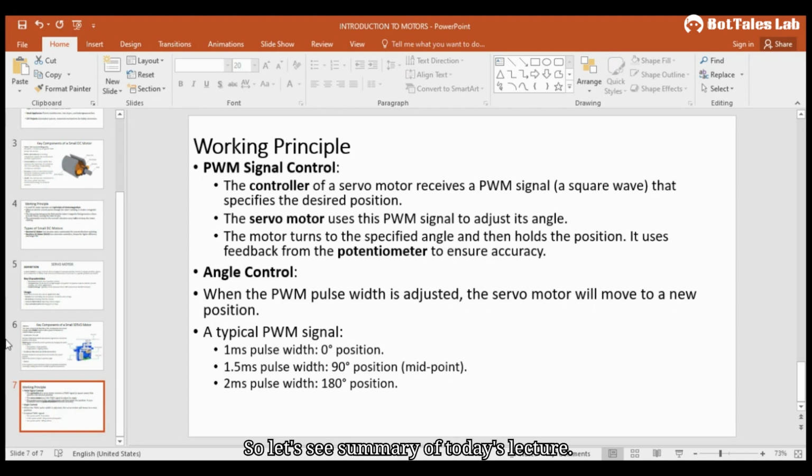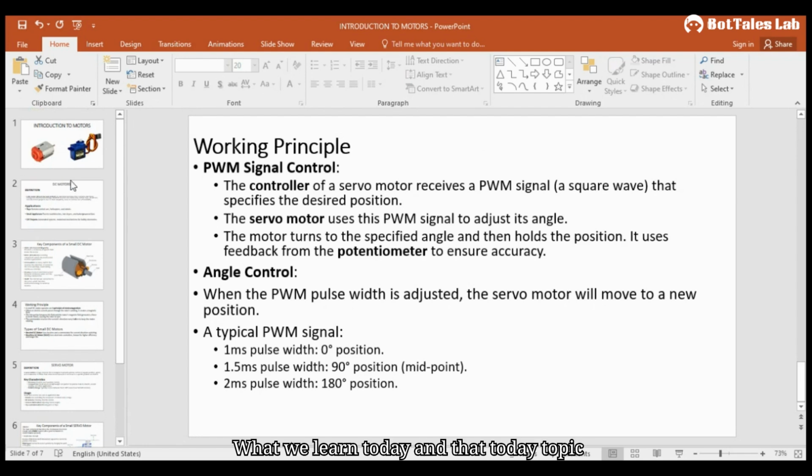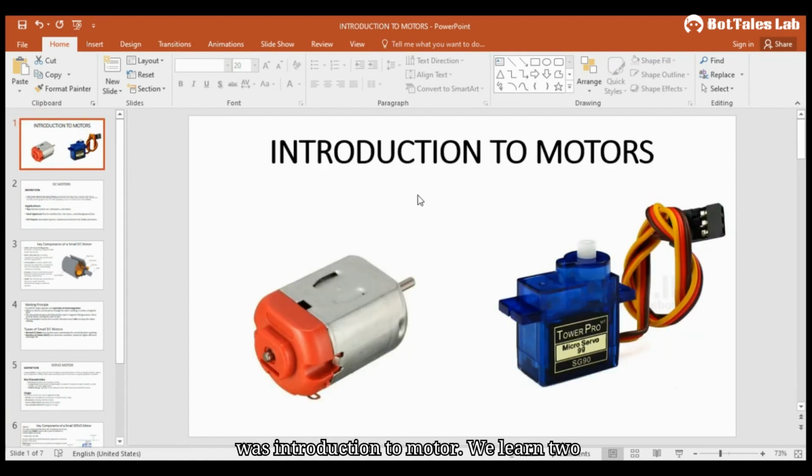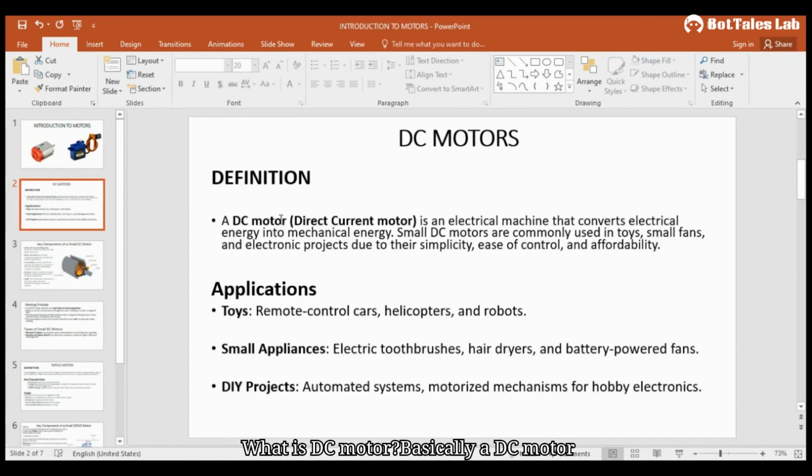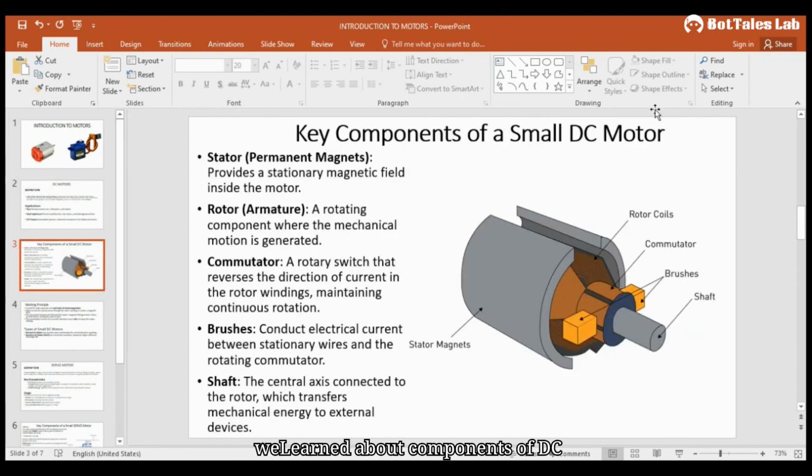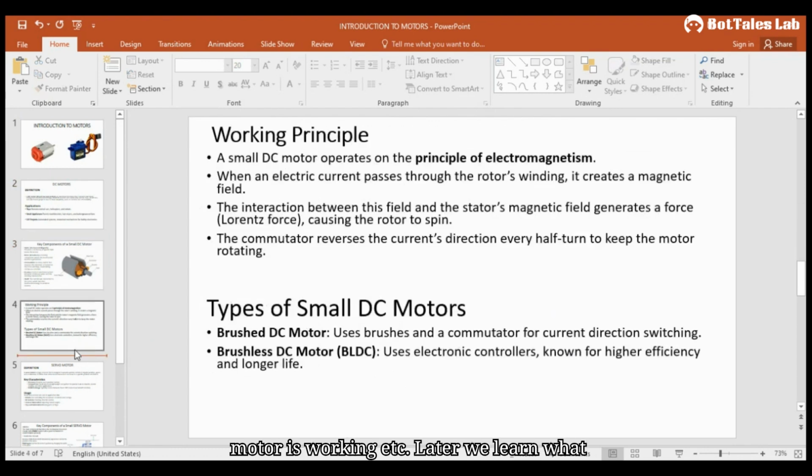Okay. So let's see the summary of today's lecture. What we learned today: today's topic was an introduction to motors. We learned two types of motors: DC motor and servo motor. What is a DC motor? Basically, a DC motor converts electrical energy into mechanical energy. It is a type of motor which rotates continuously, either clockwise or anti-clockwise. Later we learned about the components of a DC motor, its working, etc.